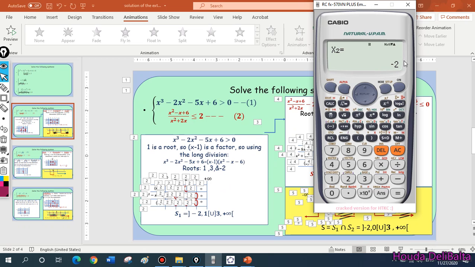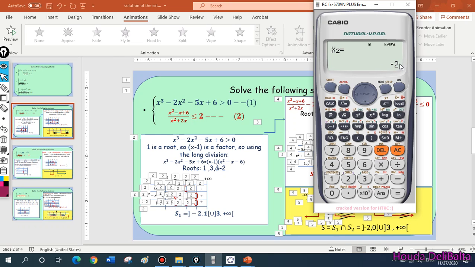Now if the calculator gives i, like 2i or 3i, whatever, that means that this root is not real, and that means that delta is negative. So to know whether delta is positive or negative, you can use the calculator also.